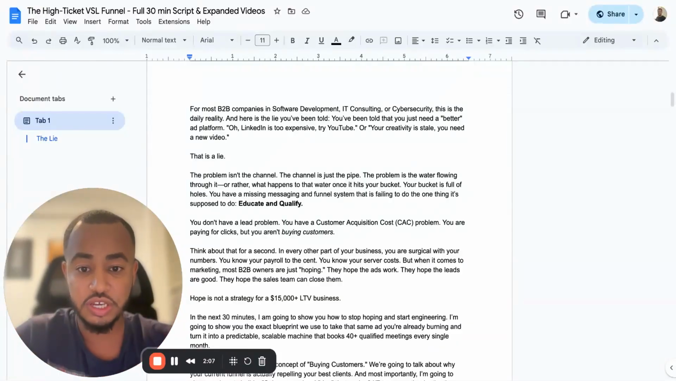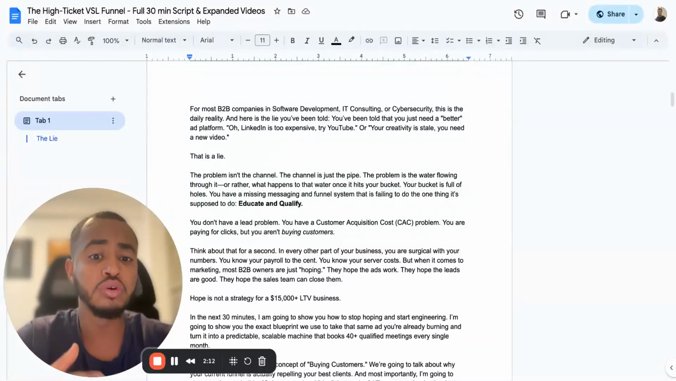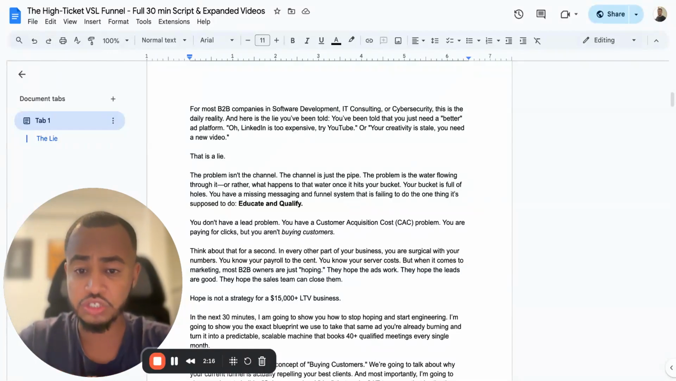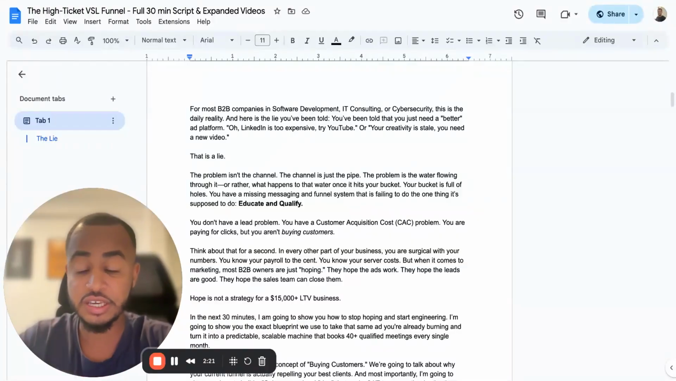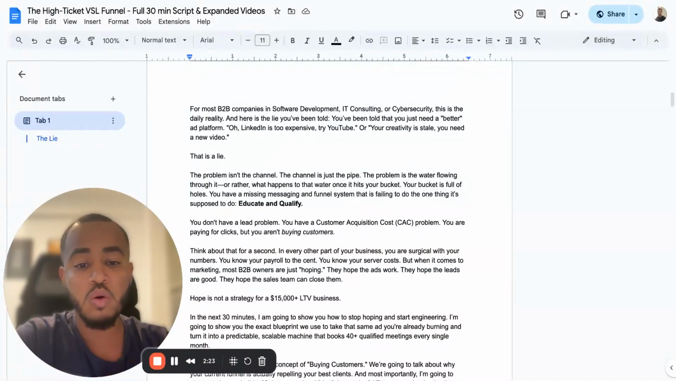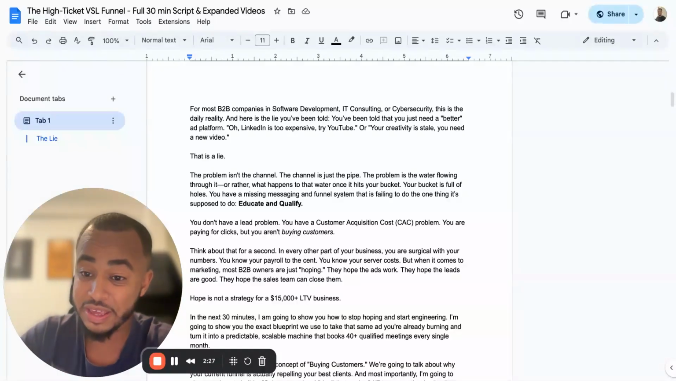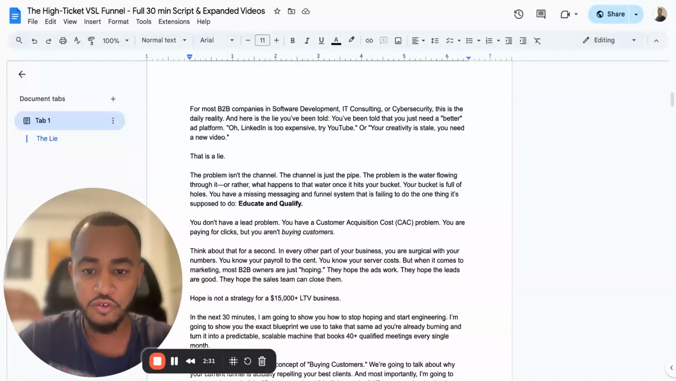You have a missing message, the funnel system that's failing to do the one thing it's supposed to do: educate and qualify. You don't have a lead problem, you have a CAC, or cost to acquire a customer, problem. You are paying for clicks, but you are not buying a customer from the platforms. Think about that for a second.